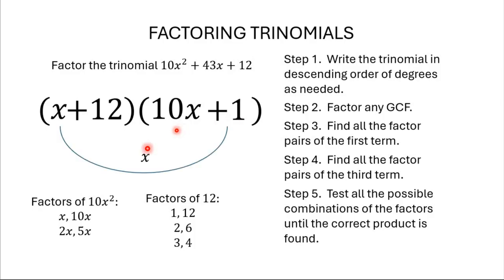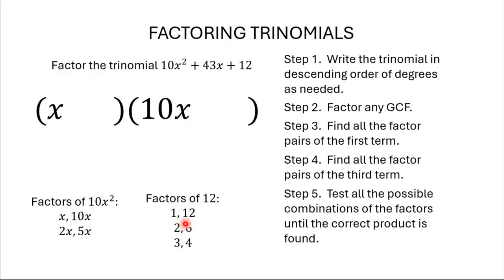Outside product gives me x. X times 1 is just x. But the inside product gives me 120x. 120x is going to be added to x to give me 121x. But what I really need is 43x. So that does not work. So x and 10x does not work with 1 and 12.